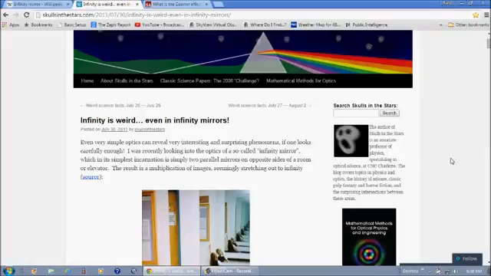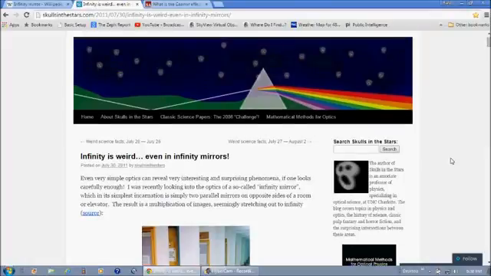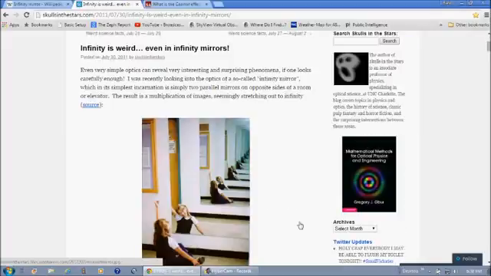So I'm not going to read this whole blog though, but infinity is weird, even in infinity mirrors. Even very simple optics can reveal very interesting and surprising phenomena if one looks carefully enough. I was recently looking into the optics of so-called infinity mirror, which is, in its simplest incarnation, simply two parallel mirrors on opposite sides of a room or elevator or whatever in space, and the result is multiplication of images seemingly stretching out into infinity.